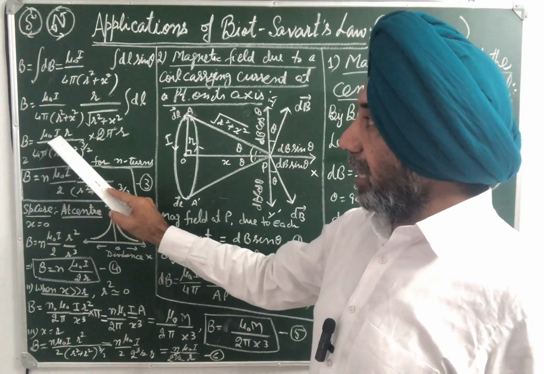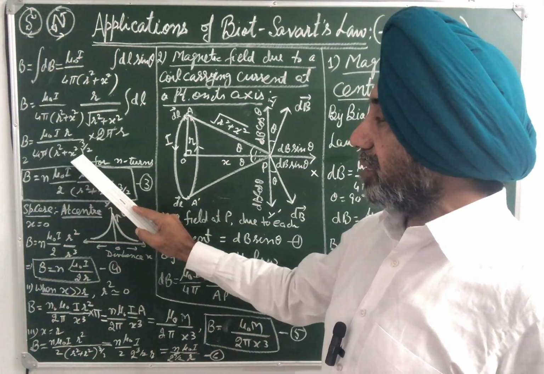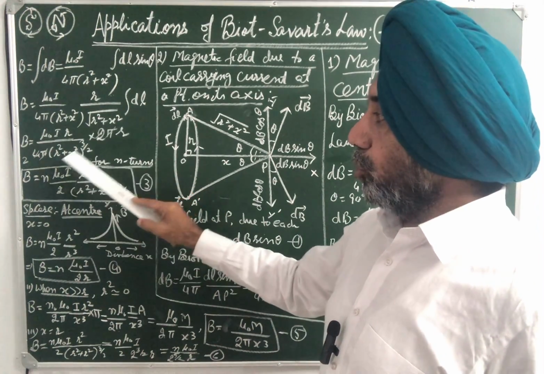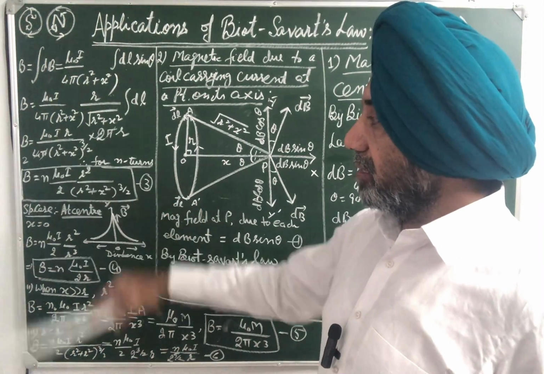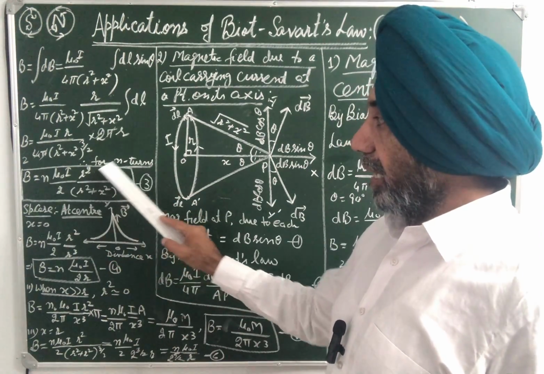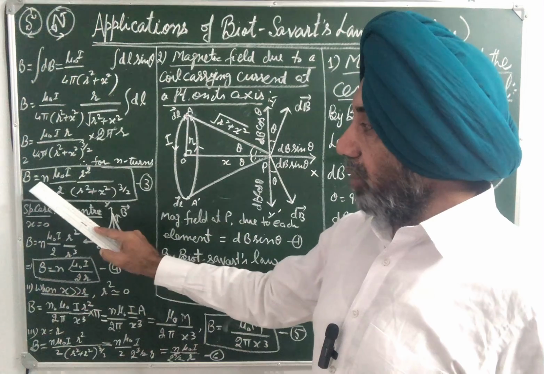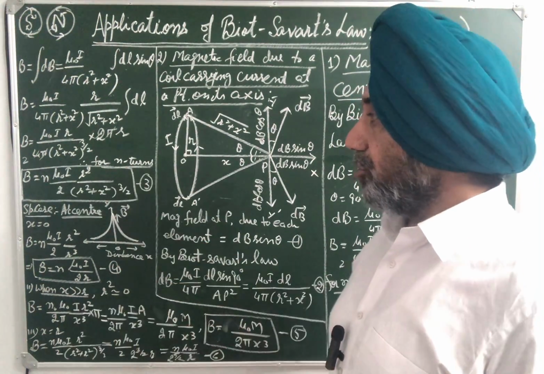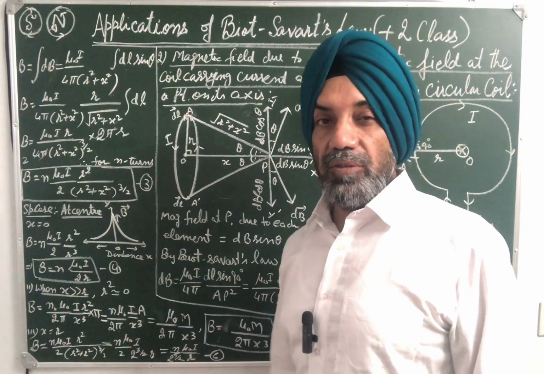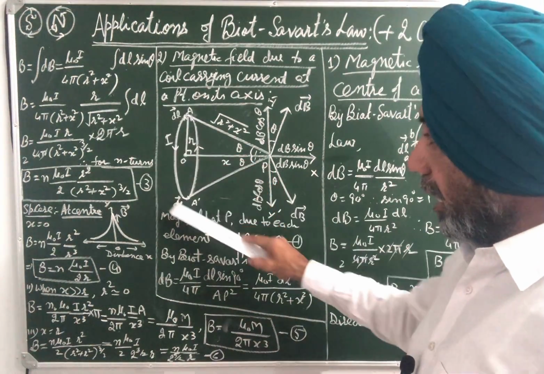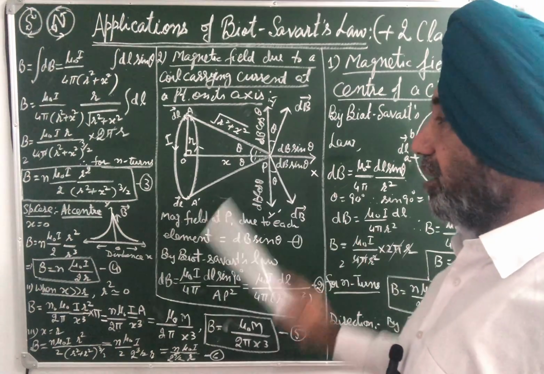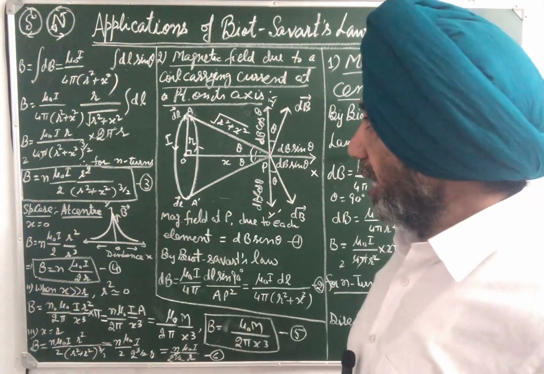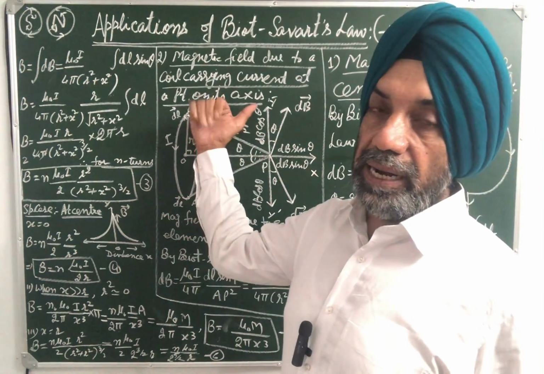So B is equal to mu naught I r upon 4 pi, r squared plus x squared to the power 3 by 2, times 2 pi r. So 2 cancels 4, and pi cancels. So we get B is equal to, if there are n turns, it will be added, B is equal to n mu naught I by 2, r squared upon r squared plus x squared power 3 by 2. Equation number 3. This is the magnetic field due to a coil carrying current at any point on its axis, and the coil has n turns.